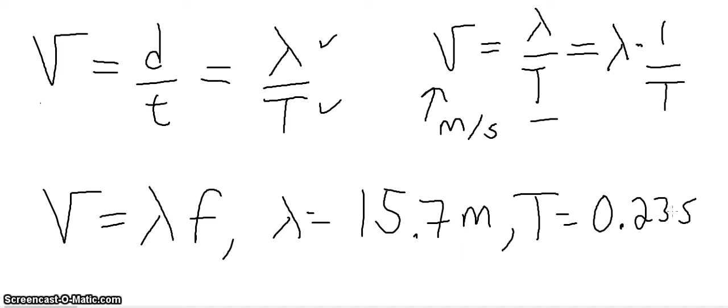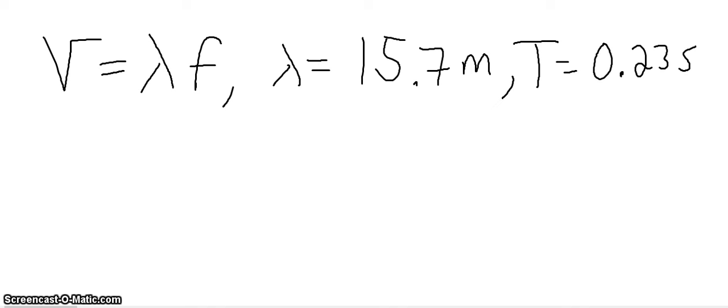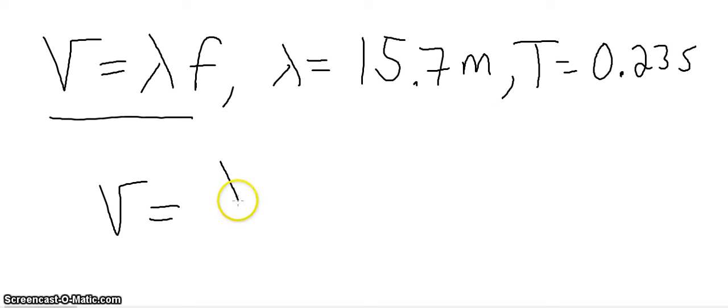Let's calculate the velocity. All right, so of course there's two ways to do it. We can use this equation that we just talked about, and we could also, since the parameters are given to us as the wavelength and the period, use this form of the equation. We know that the speed is lambda divided by the period, and so now let's put these numbers in.